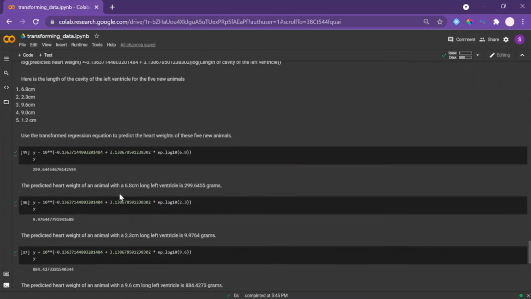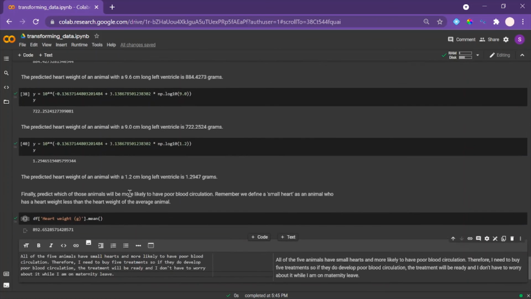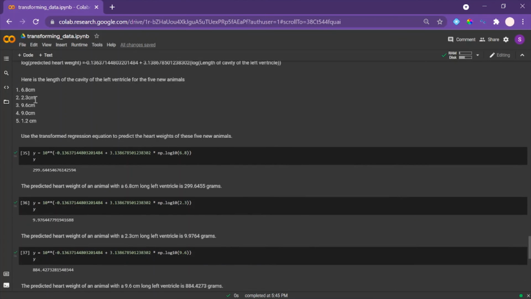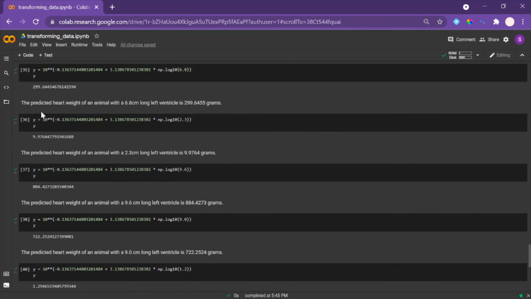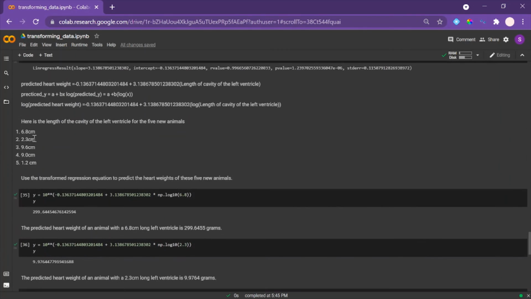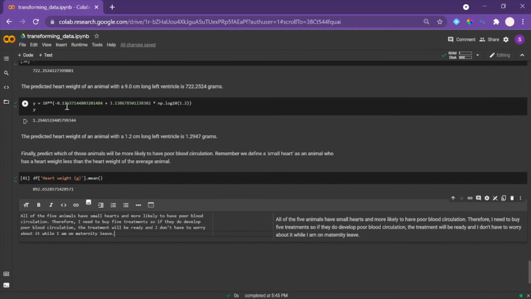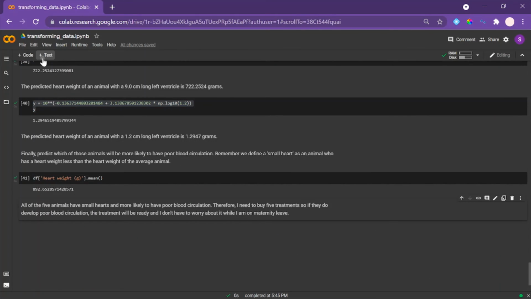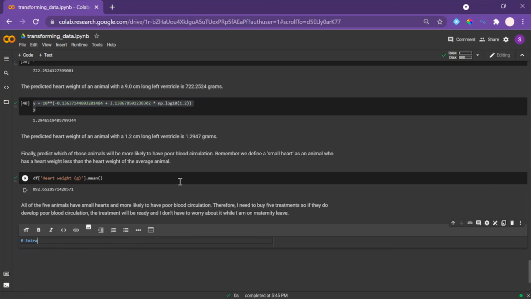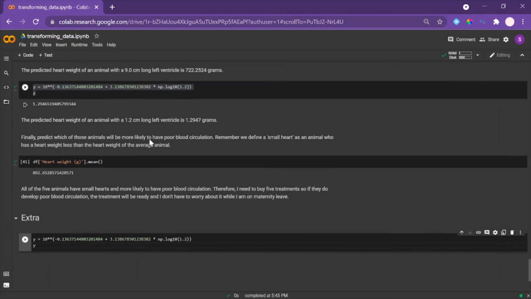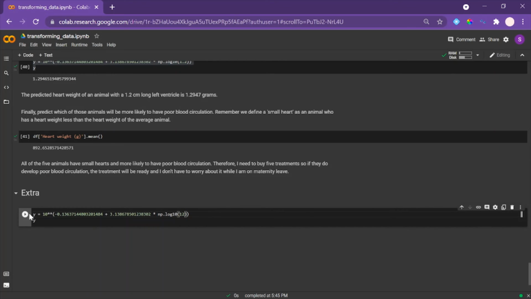I actually want to explore a little bit, so you can stop watching the video now, but I'm going to add a few things. Let's see, as we get greater, let's do 12 centimeters, and see if we get a heart weight that's greater than the average. So this animal right here would be a very, very big animal. So it's actually greater than the average heart rate of an average animal that comes to the shelter.